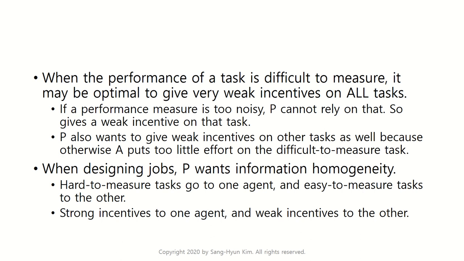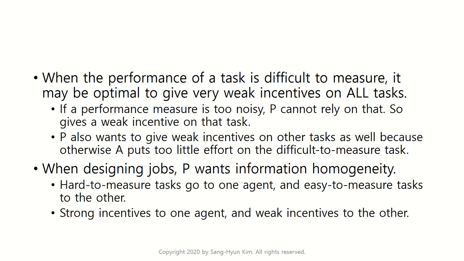And the next point is new. The next point is the reason why we have to give a weak incentive to all tasks. The principal also wants to give weak incentives on other tasks as well, because otherwise the agent puts too little effort on the difficult-to-measure task and too much effort on the easy-to-measure task. If you emphasize the importance of language and math too much, then obviously the students will not do anything else. Because it's easy to measure, if you just give a strong incentive on that, then the agent will not do anything else. That's why we want to give weak incentives on all tasks.